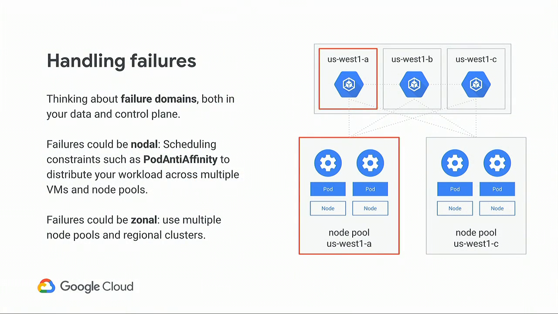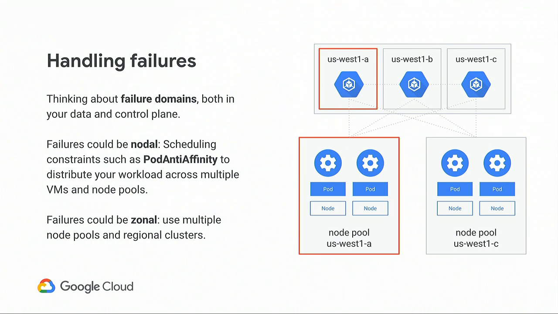Another failure domain you want to consider is a zonal failure. For example, in this case, US West 1A has gone down. To handle zonal failures, you probably should do 2 things. One, for your data plane, you should have node pools that are spread across multiple zones. And for your control plane, you will want to use regional clusters. Regional clusters gives you a distributed control plane across multiple zones for your API servers.